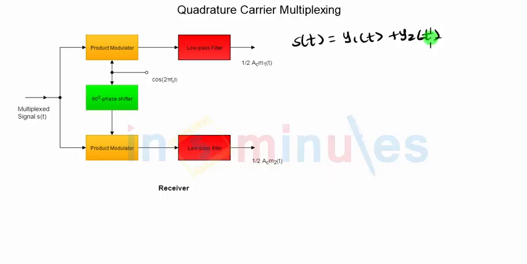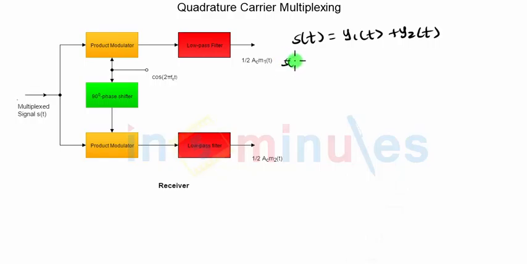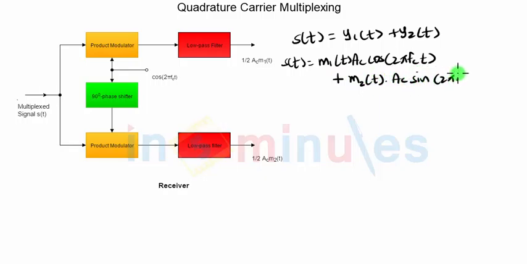Now when we discuss the receiver, we will start from the multiplex signal. So the receiver block diagram is there on the screen. As you can see, it is going to receive the multiplex signal S of t. Now let us quickly write down the complete expression of S of t. Y1t was output of the first modulator, to which input was M1t and the carrier form was AC cos 2 pi fct, plus Y2t was output of the second modulator, to which input was M2t, and carrier form was sine 2 pi fct.